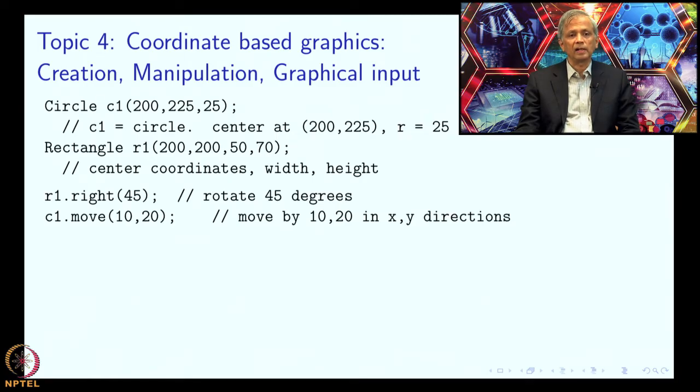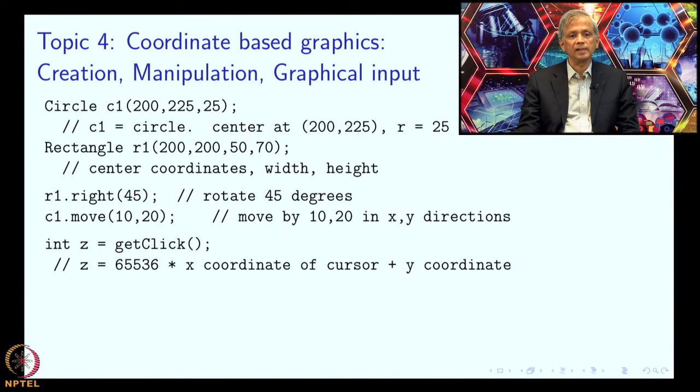Now, if I want a rectangle to be rotated right, I can issue the command r1.right. I can write c1.move(10, 20) to move by 10 and 20 in the xy direction. So here we are keeping track of the coordinate system. There is a coordinate frame, and its origin is located at the top left corner as usual.